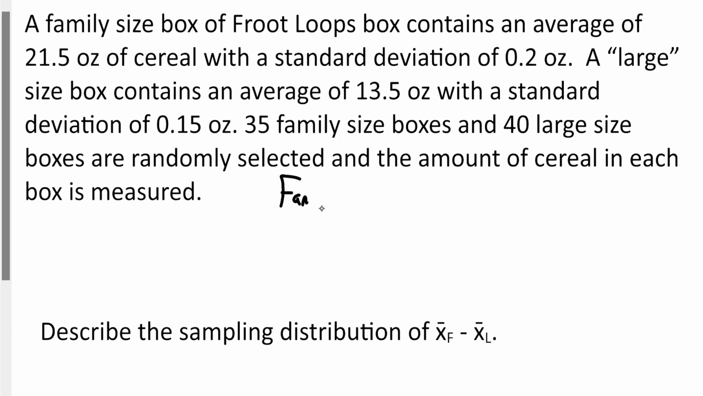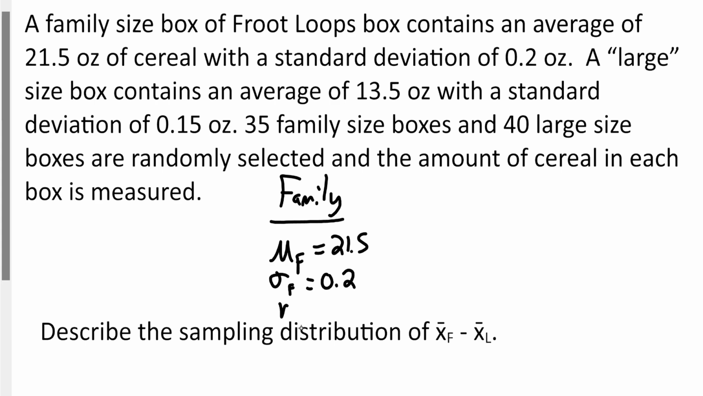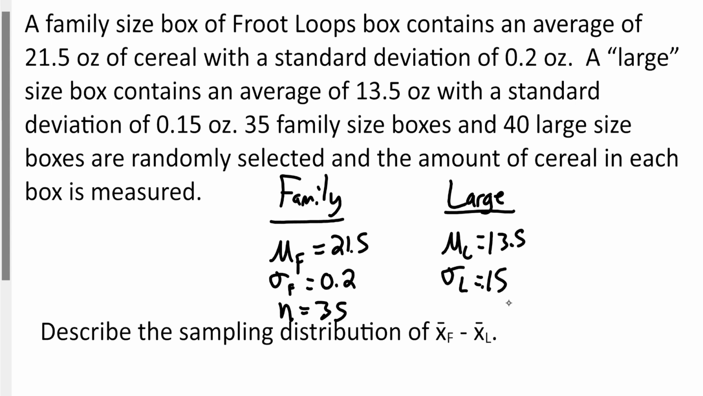So just to summarize a little bit here, it might be helpful to reiterate. For the family size, there's an average, so a mean, we'll say F for family size, is 21.5. The standard deviation of the family size is 0.2. And the n, since we're going to be using n a little bit here, we have 35 boxes we're looking at. From the large, the mean of the large is 13.5 ounces. Standard deviation of the large is 0.15 ounces. And we have a sample size of 40.